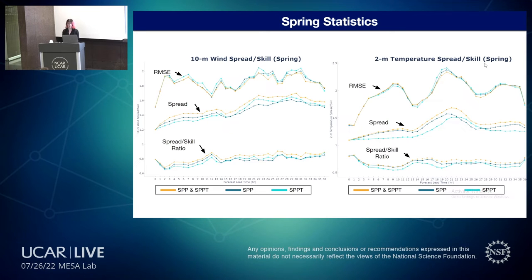Here are the statistics from the spring. So we're looking at 10 meter wind and 2 meter temperature. I also have plotted on here the combined model of SPP and SPPT to provide some context about whether SPP provides complementary information for the forecast to SPPT. We can see because the combined scheme provides a higher spread skill ratio, that this suggests that SPP and SPPT provide complementary information for the forecast. In addition, we can see that SPP has a higher spread skill ratio, especially early on in the forecast, than SPPT, and this suggests that while the root mean squared error is the same, the spread is increased.